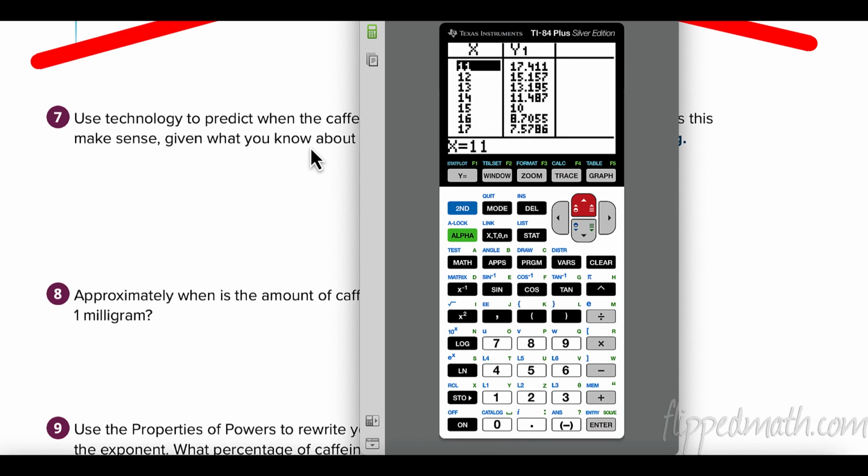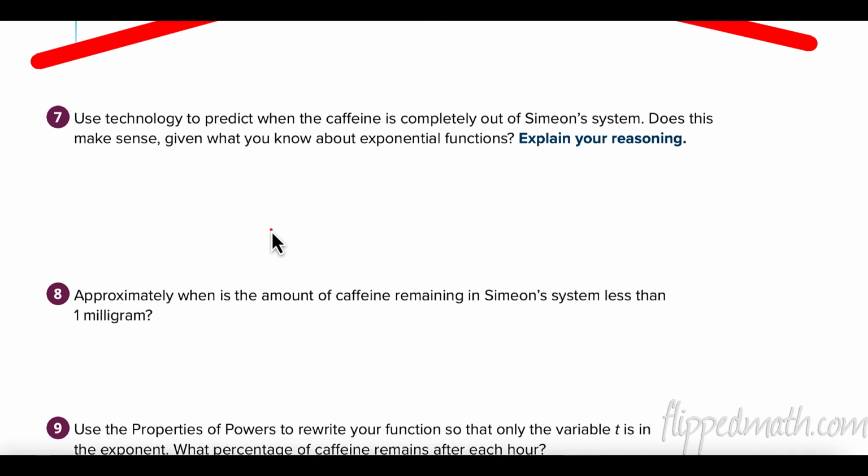Now, does that make sense in the real world? Well, probably if he never drank caffeine again, at some point his body would say he has no caffeine in him, right? So we have to be very careful about that thing. All right. So when is it going to equal 1 milligram? All right, let's take a look.